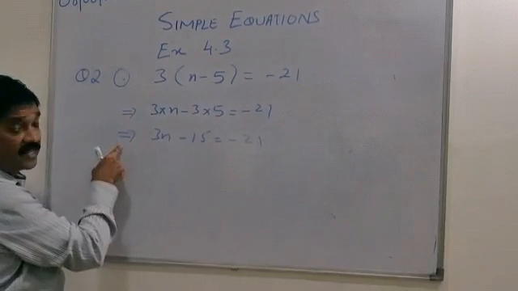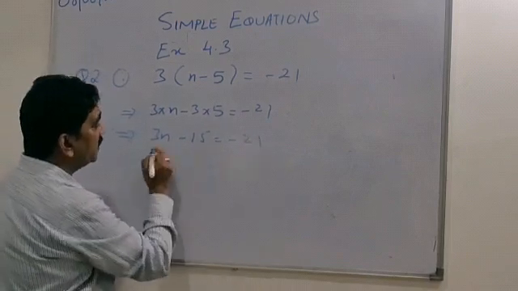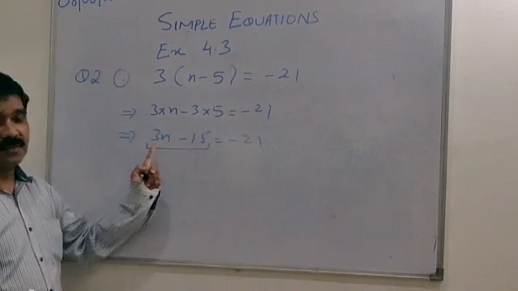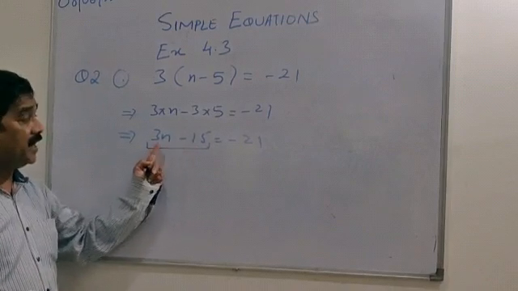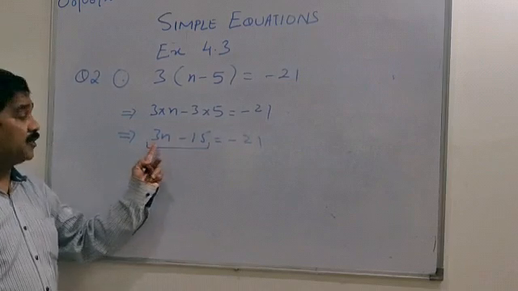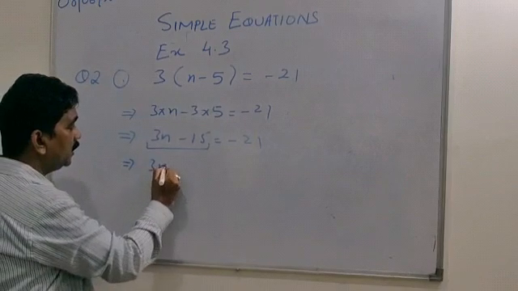Clear? This symbol stands for implies. Again, minus 15 will go this side. See, I cannot simplify this number. Why? Because they are unlike terms. They are not like terms. They are unlike terms, so I cannot add or subtract. Clear? So therefore, this will be like this.